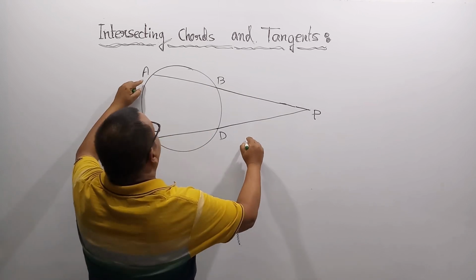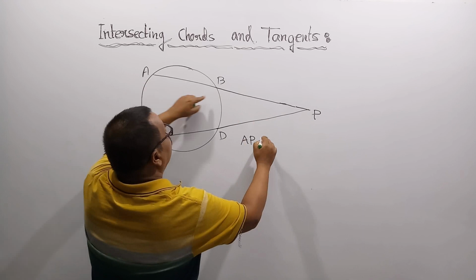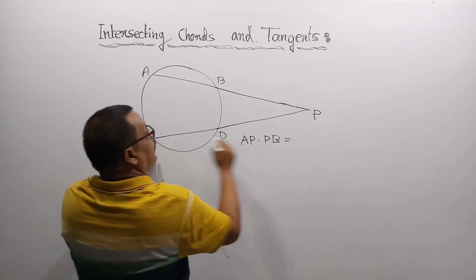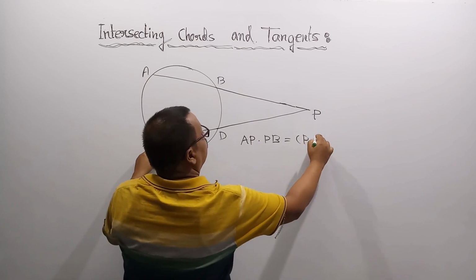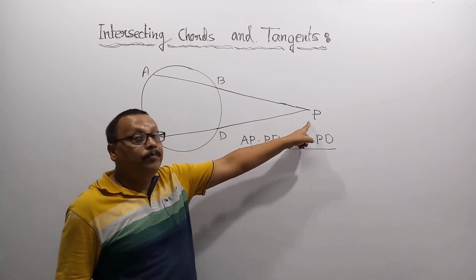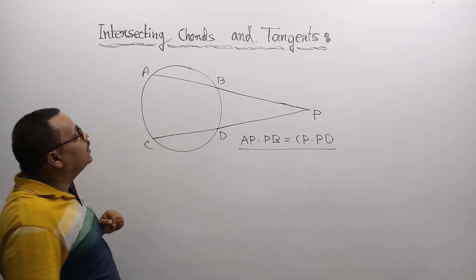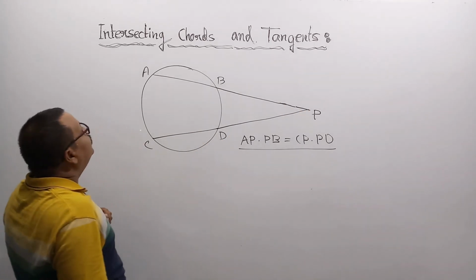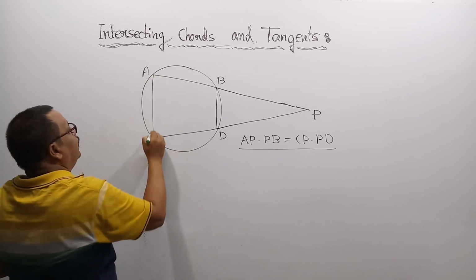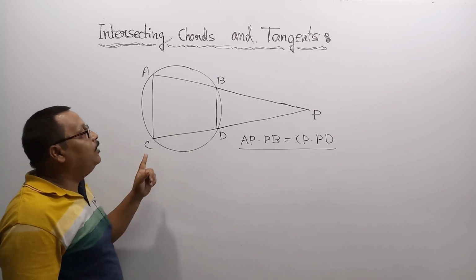What is it? You have to prove AP into PB equal to CP into PD. The same thing will happen, though P lies outside of the circle. How will you prove this? Okay. First, you join BD and AC. This is the construction. How many triangles here?